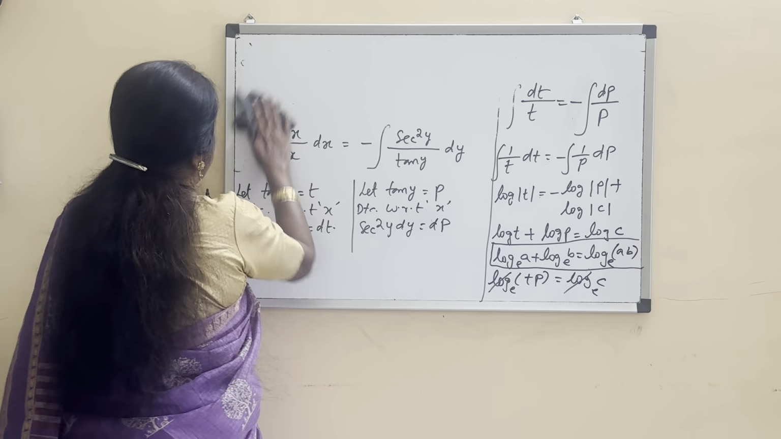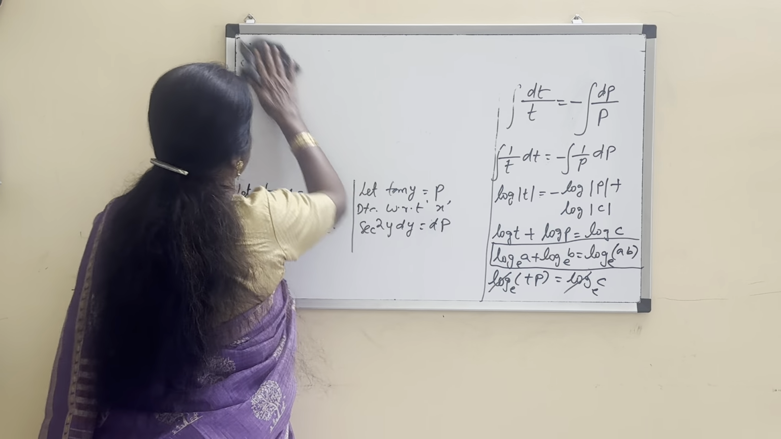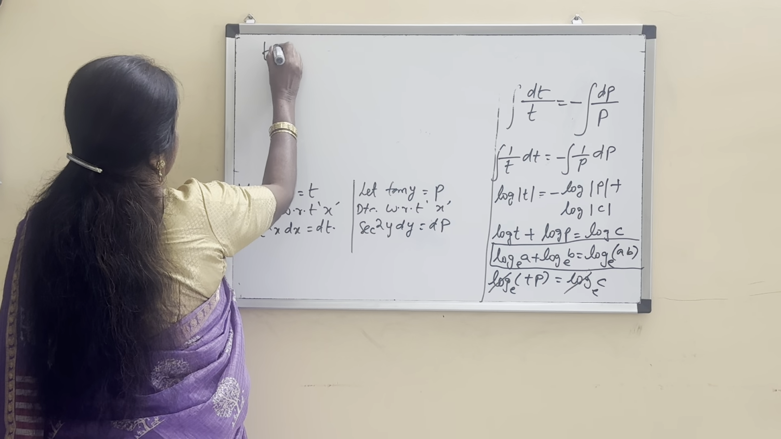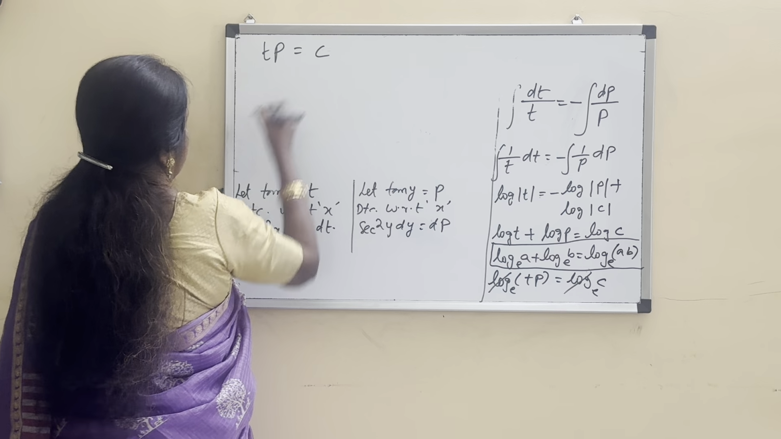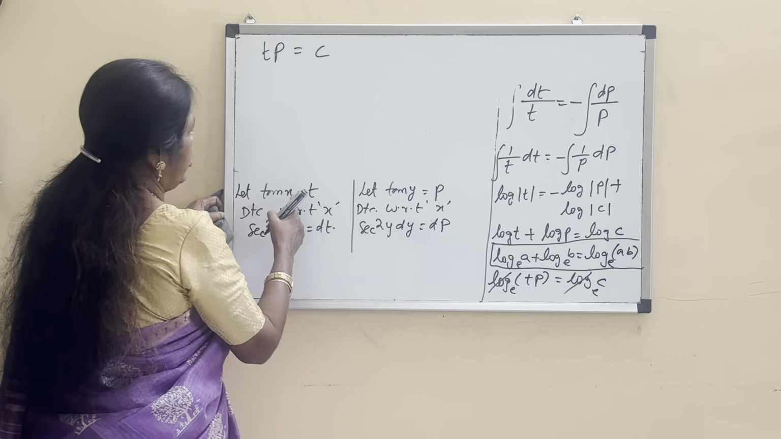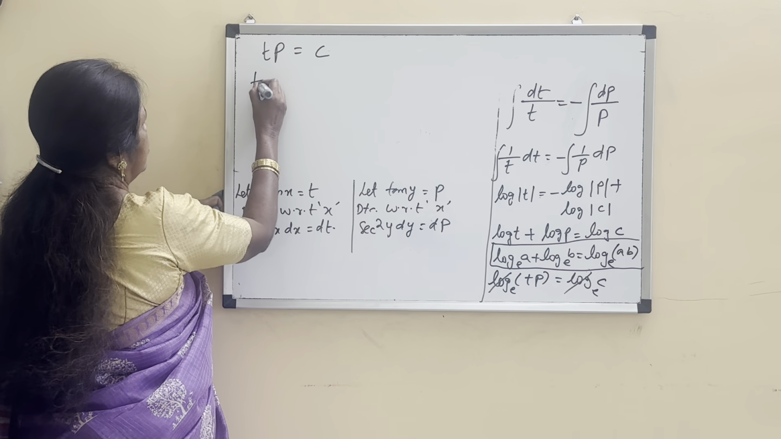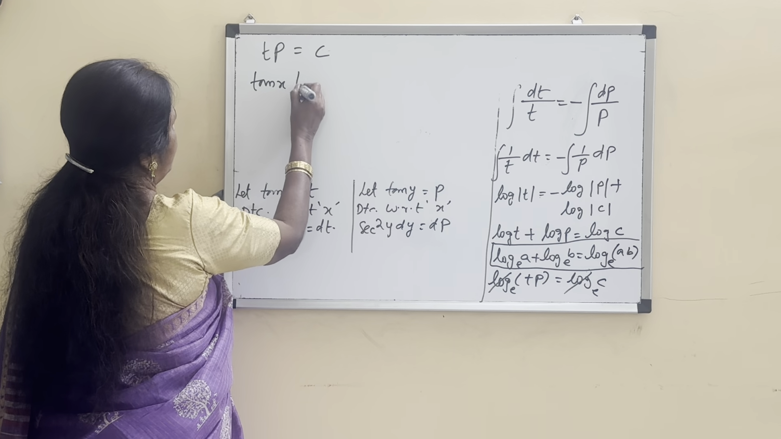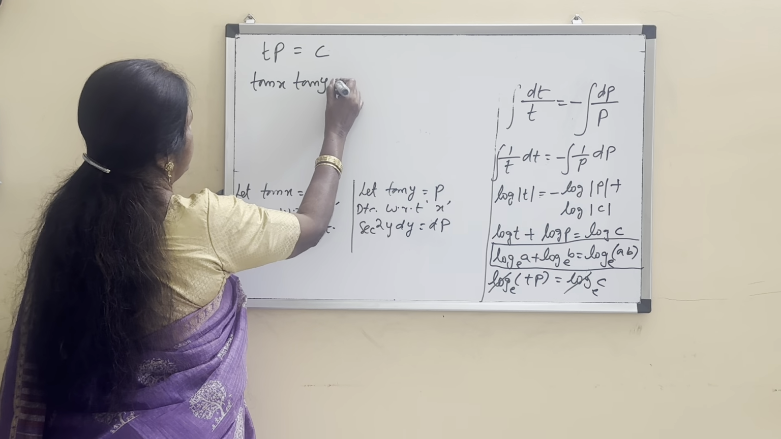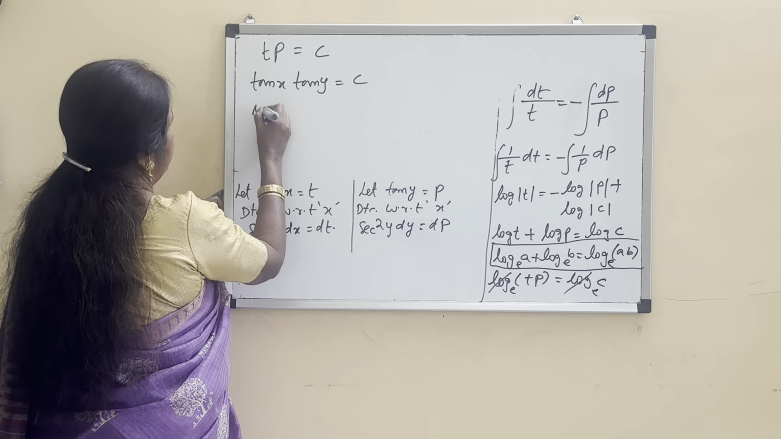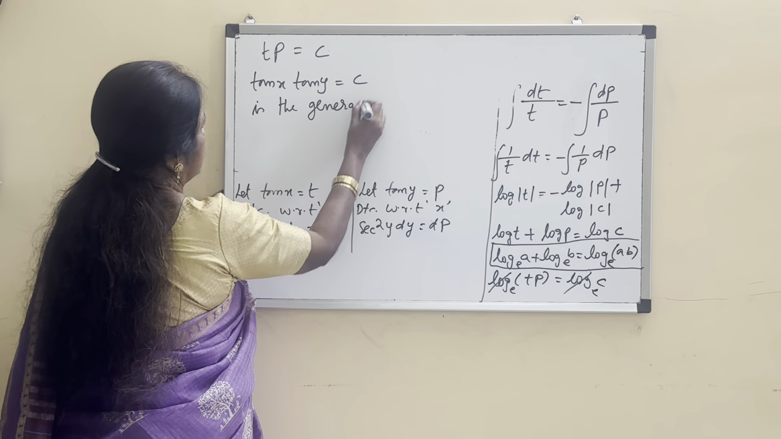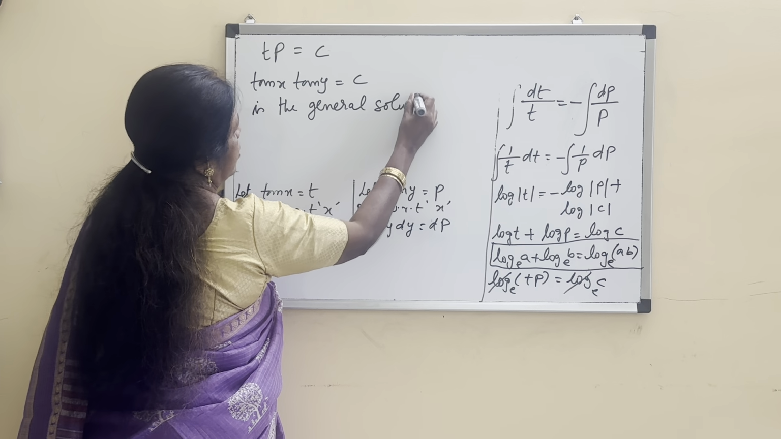What is left out we are writing here. That is tp equal to c. tp equal to c. What is t? Tan x. Into p is tan y, equal to c. This is the general solution.